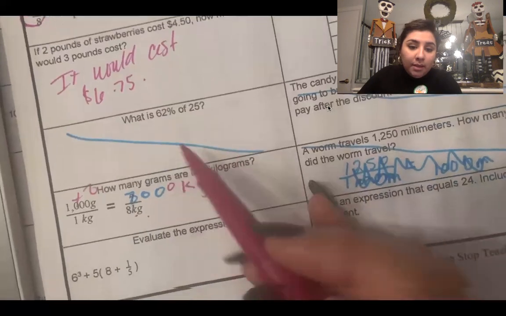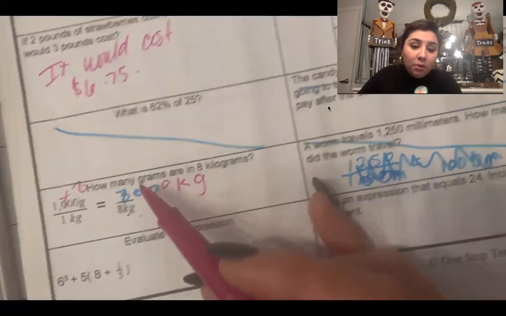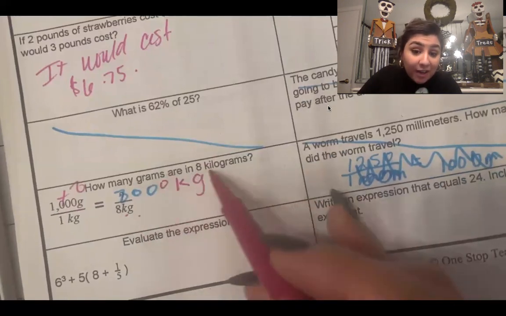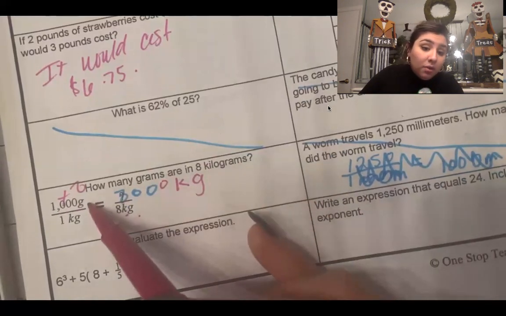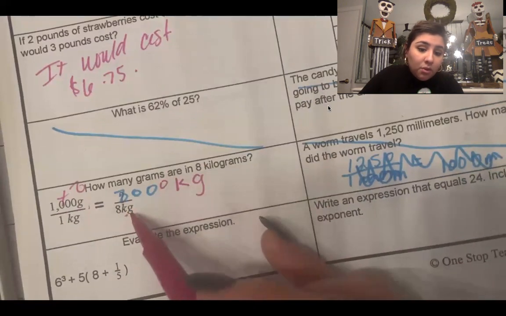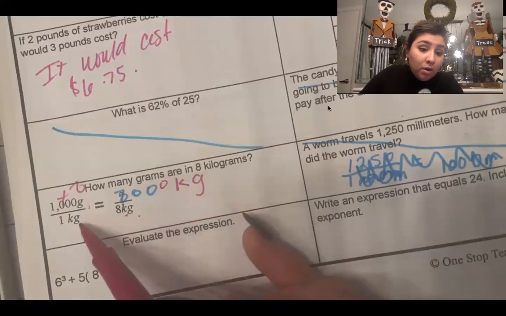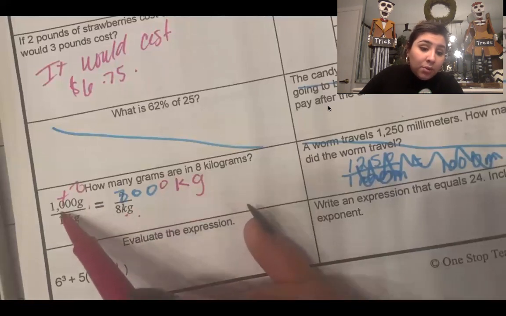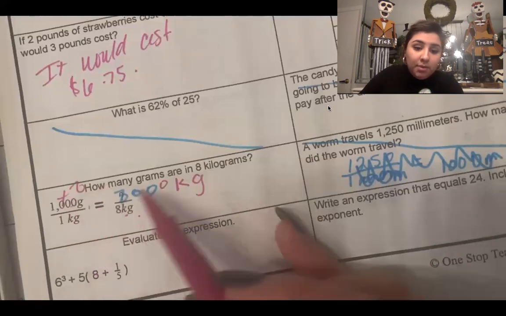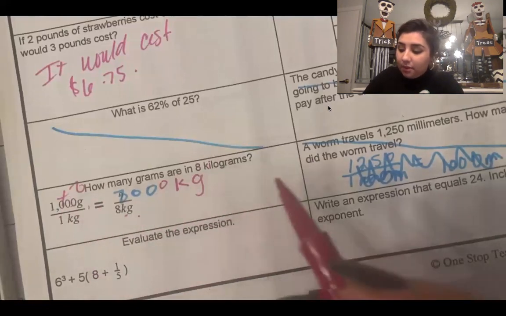So I went ahead and skipped this one. How many grams are in 8 kilograms? We know 1 kilogram is equal to 1,000 grams. We just multiplied by 8. So 1,000 times 8 brought me to 8,000 grams.